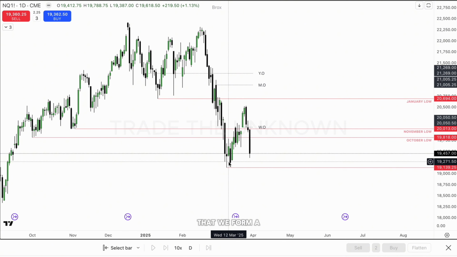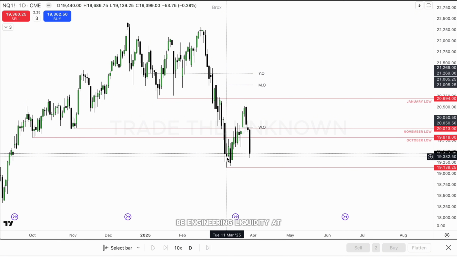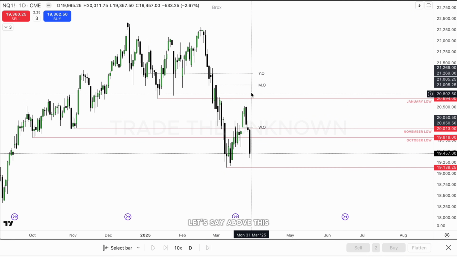So when you see this, that we form a new low right here, and price then starts rallying up, we don't think about this as super bullish, right? Because we know that price is likely going to be engineering liquidity at these key times. And so until we actually displace even further, let's say above this January low, then all of this is just a retracement. We don't actually consider this a bullish move. And you can see what happened after: price just continued to drop again, right? So as it is right now, this is the next draw.